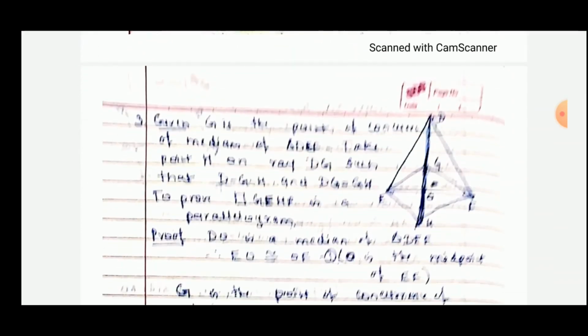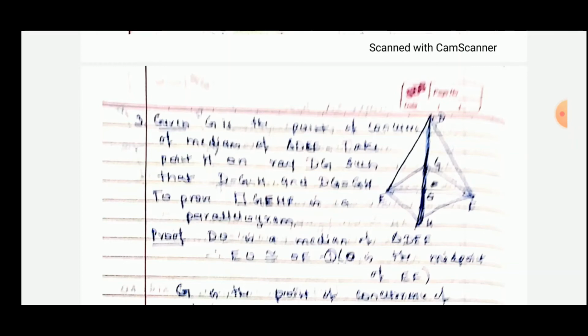Now let us see the third one. Given G is the point of concurrence of the medians of triangle DEF. Now ray DG intersects EF at H, and DG is equal to GH. You have to prove that quadrilateral GEHF is a parallelogram.